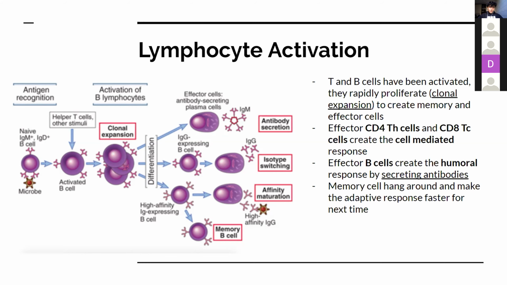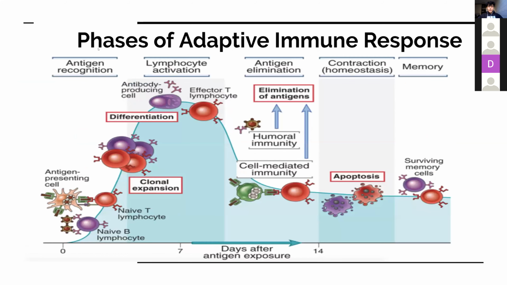The important part is that first there's antigen recognition, which means the body has recognized the pathogen, and now it finds the T cells and B cells which can respond to that pathogen. Once it finds those, the activated T and B cells proliferate massively in the form of clonal expansion, and then they do antibody secretion, isotype switching, maturation, and create memory cells. Right, next slide again.